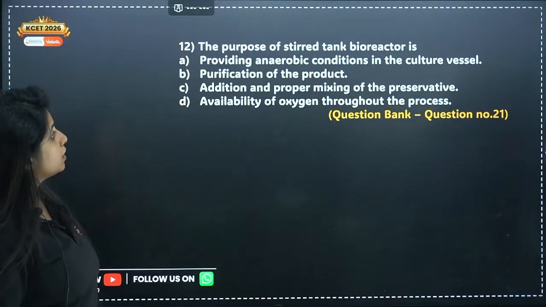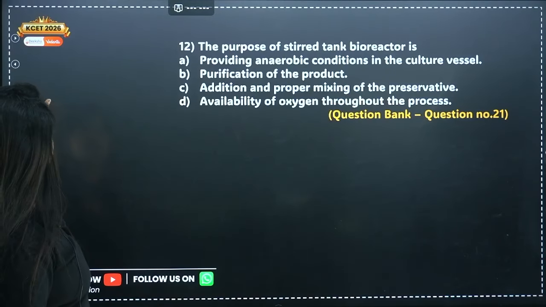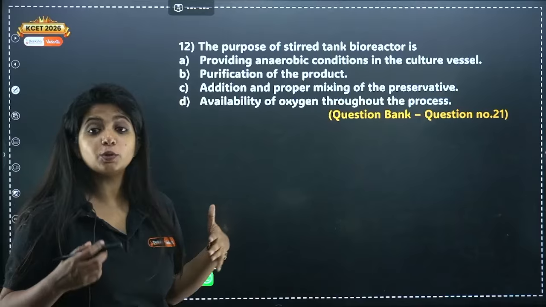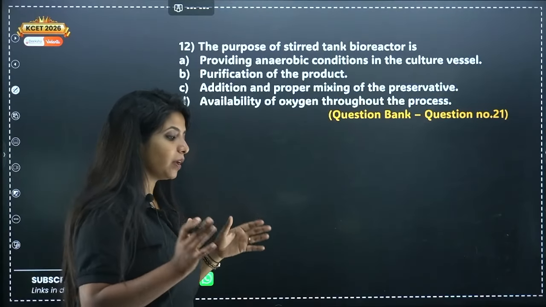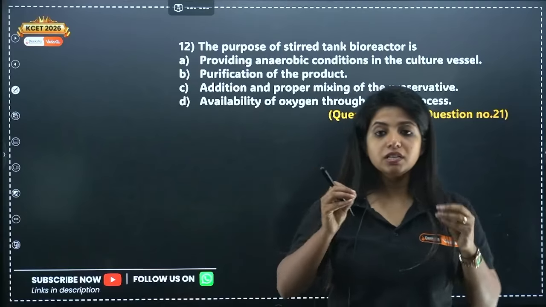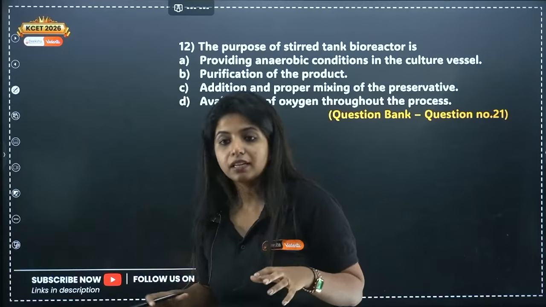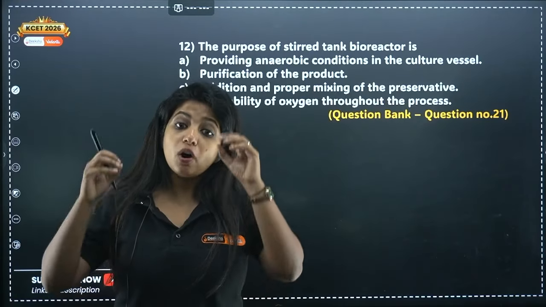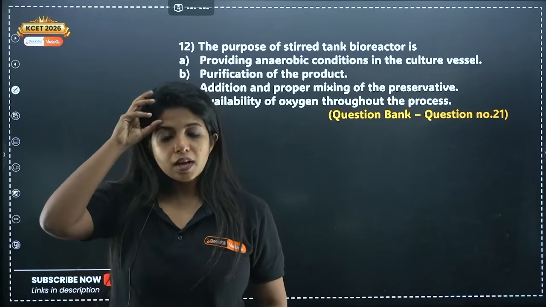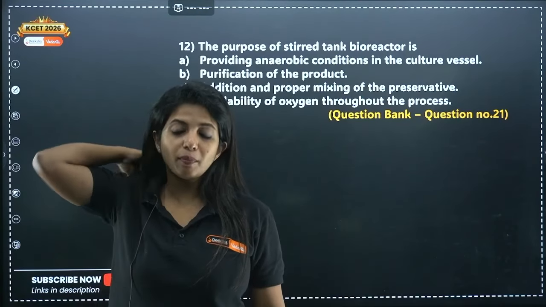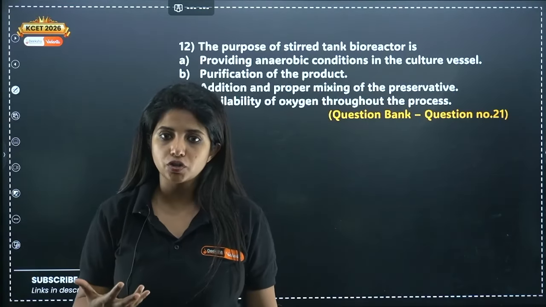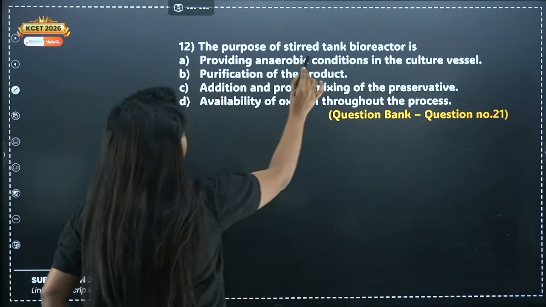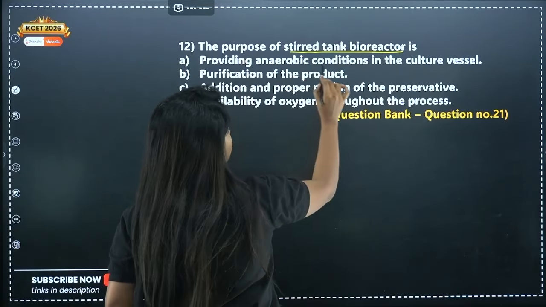Okay? The purpose of a stirred tank bioreactor: why do you need one? Basically, a stirred tank bioreactor makes sure everything is mixed thoroughly, but especially that oxygen is given enough, because aerobic bacteria might be the ones cultured and they need oxygen to survive. So the option says the purpose of a stirred tank bioreactor is providing anaerobic condition.